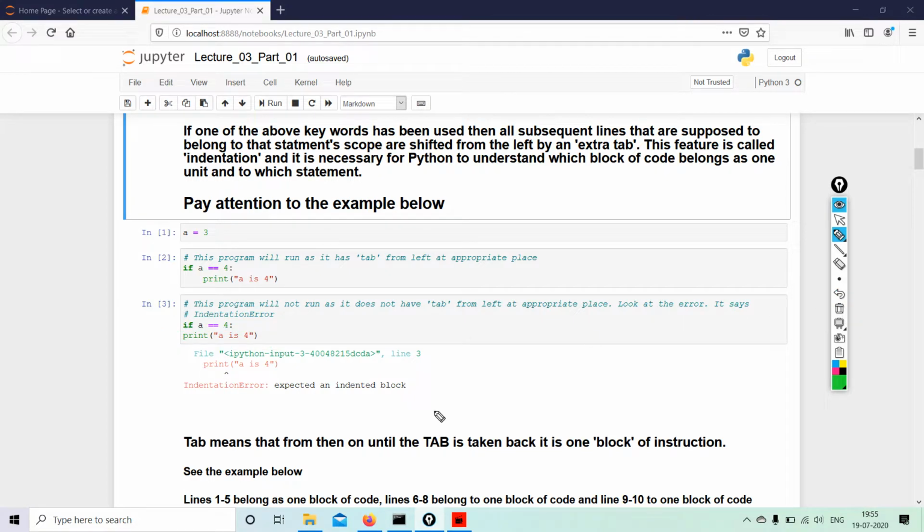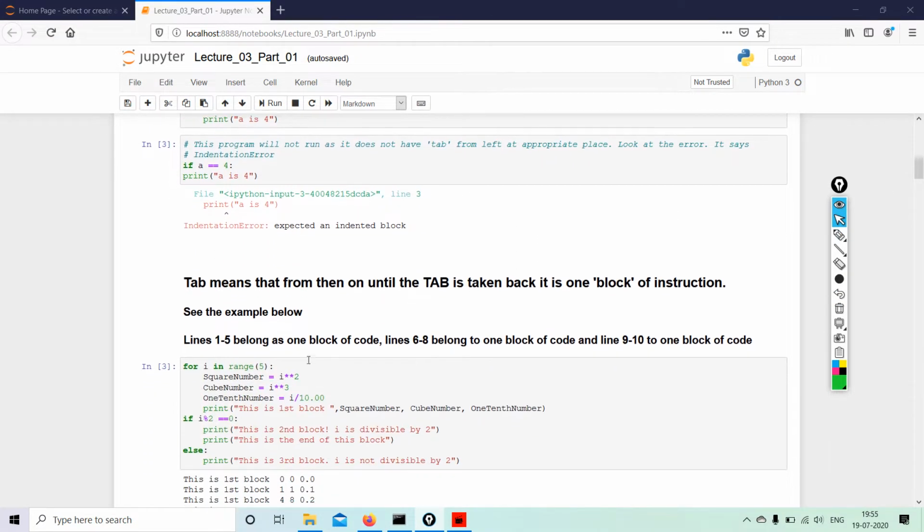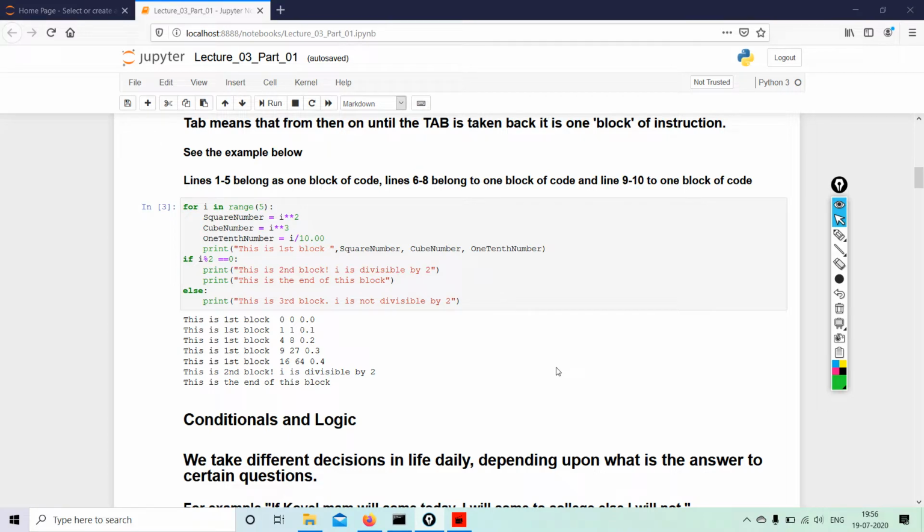Right? Tab means that from then on until the tab is back, it is considered as one block of instruction. So we are going to see the example below. For i in range 5, square number equals i asterisk 2. So of course we are talking about a square number and a cube number. This we had seen at the very initial stages of our lecture. One-tenth of a number equals i divided by 10.00. Print, this is the first block, square number, cube number, one-tenth number.